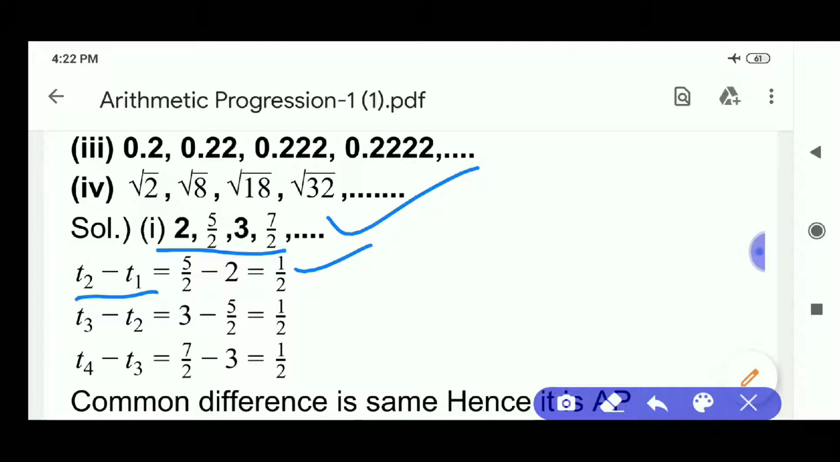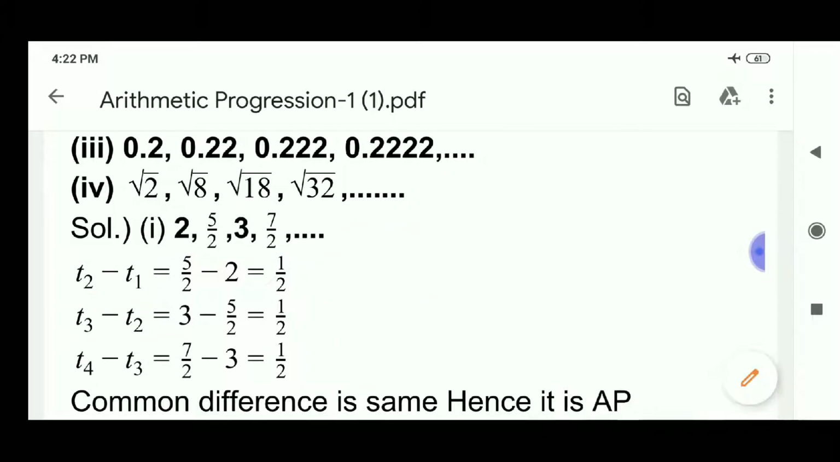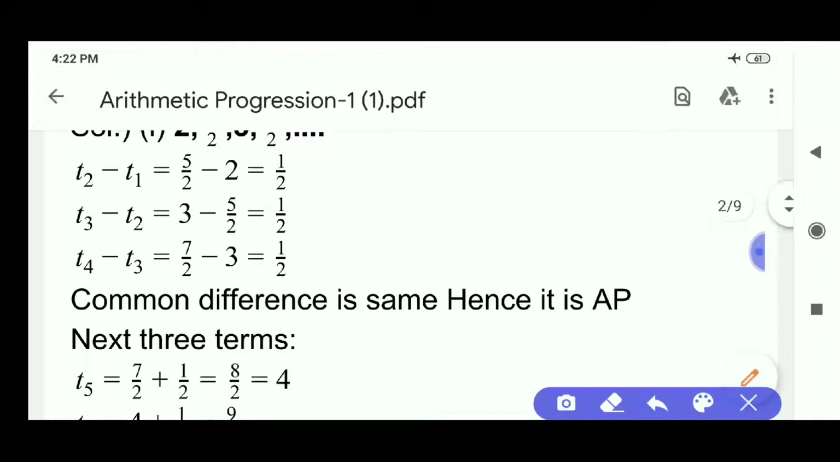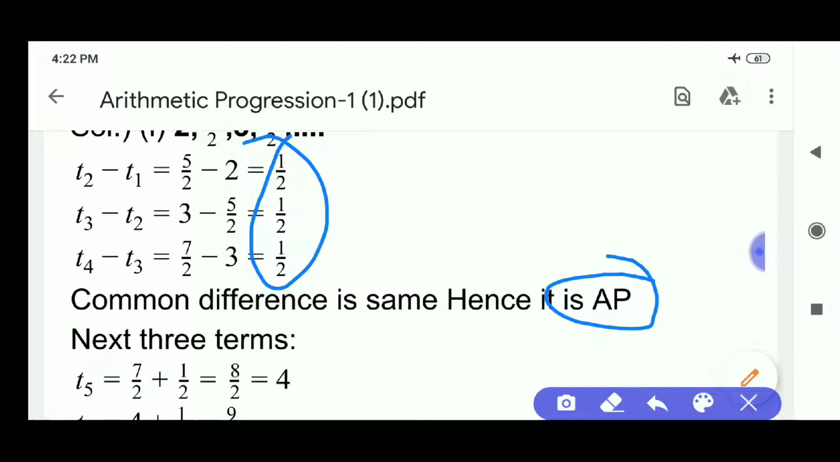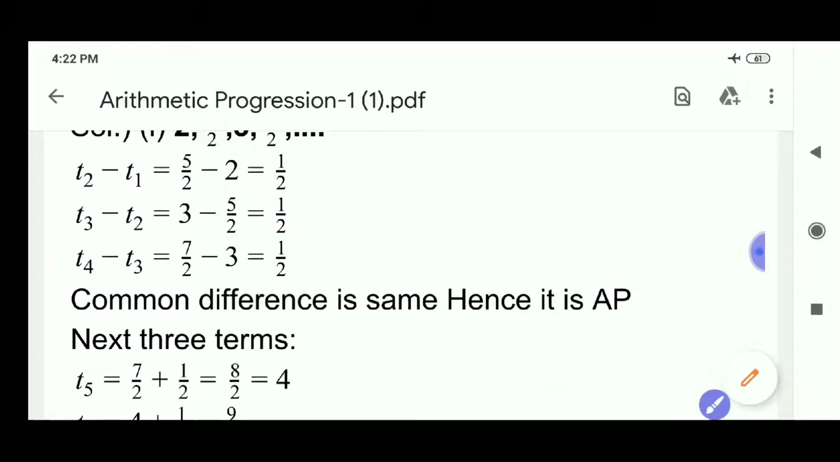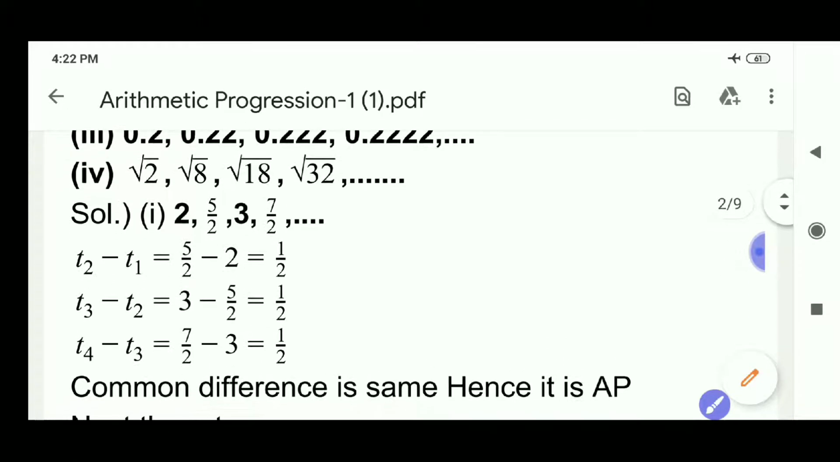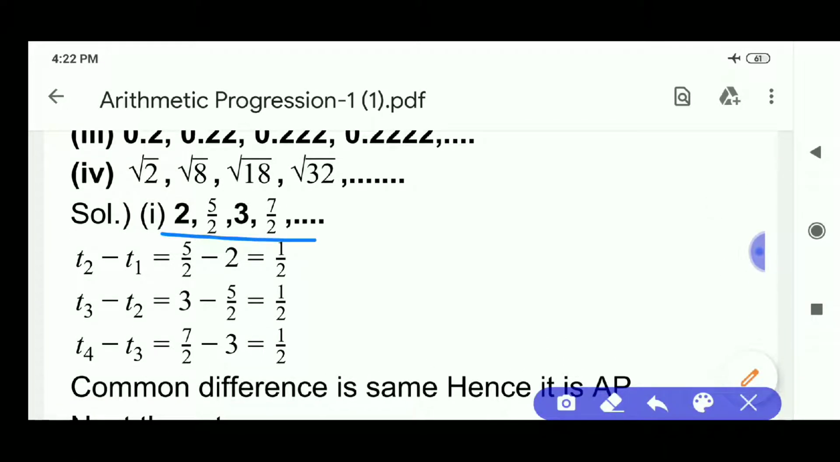Term 3 minus term 2, that means 3 minus 5 by 2, is again half. Term 4 minus term 3, 7 by 2 minus 3, is also half. So, the common difference is same. Hence, it is arithmetic progression. Now, we have to find next 3 terms. In this question, he has given 4 terms. So, we have to find 5th term, 6th term and 7th term.